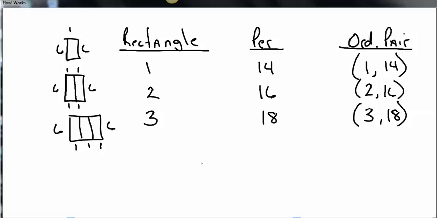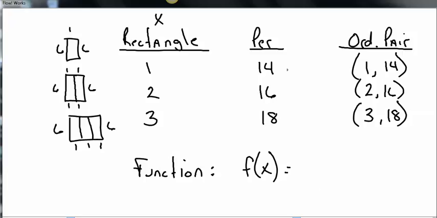What we want to do now is write a function that represents this information, because that's what we're working towards in this section. Being able to write a function that represents the data. So our function of x is equal to, what do we have to do to x, which is our rectangle, to get y, which is our perimeter? What do you do to a 1 to get a 14?